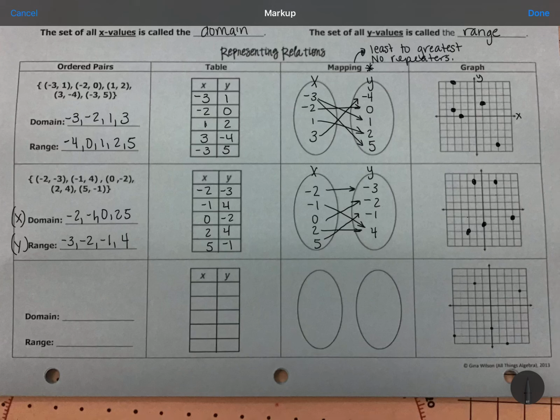They didn't give me any ordered pairs. Oh, they gave me a graph though, so we've got to work backwards. So if you noticed over here, they gave you ordered pairs. So now we have to figure out the list of ordered pairs. So let me see. This first, I'm going to go in the first quadrant.